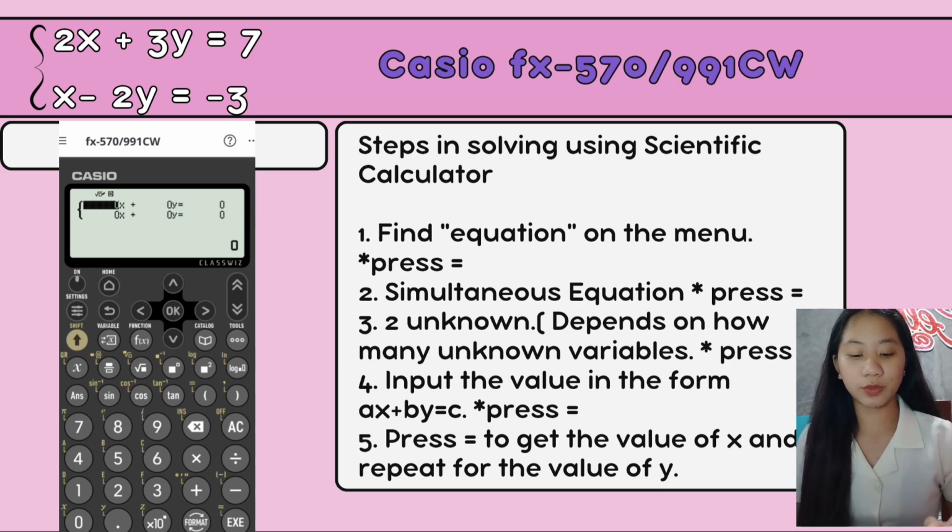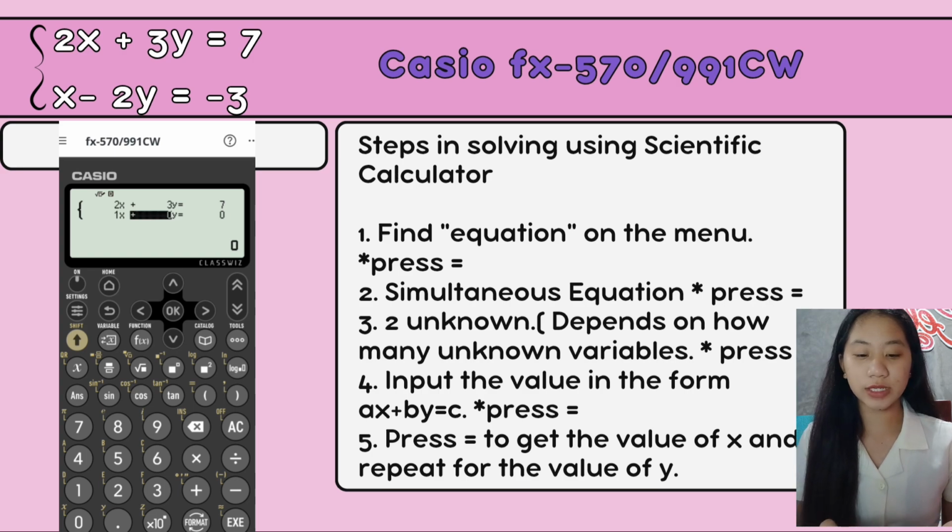And then here, we're going to input our first example. We have 2x, so therefore 2. And then press equal. And for the y value, we have 3. Again, press equal. And for the constant number, we have 7. Press equal again. And then we have the value of x, which is 1, press equal. And then the value of y, which is negative 2. Press equal again. And then for the constant, we have negative 3, press equal again, and then press equal.